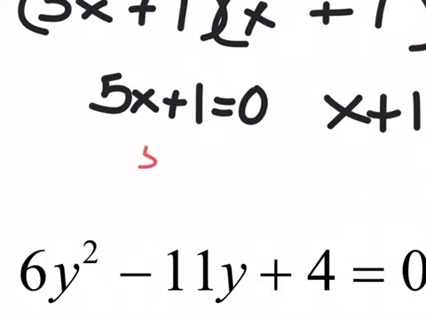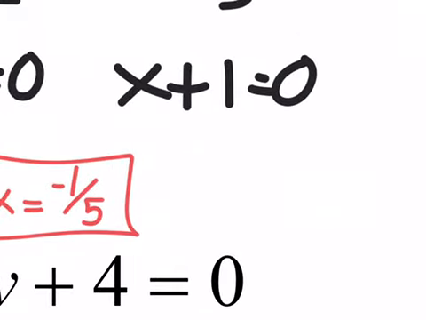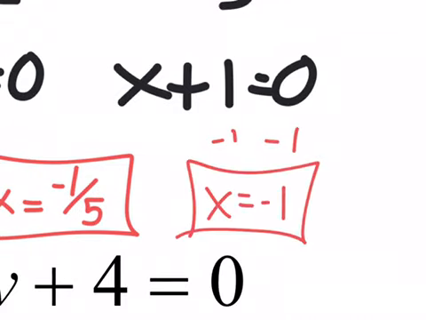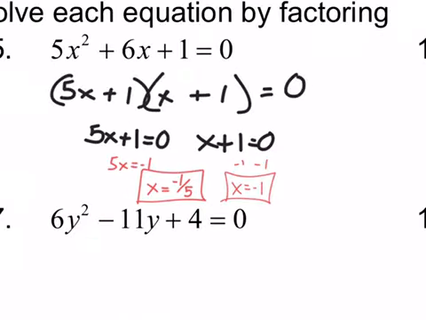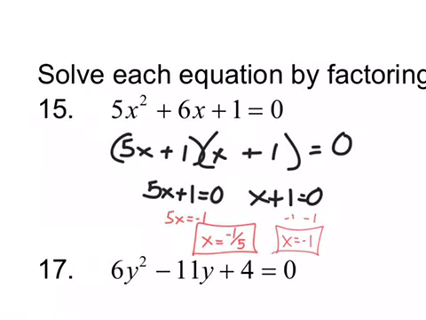So for here, I then have 5x is equal to a negative 1. So x is equal to a negative 1/5 is one answer. And then on this one here, I would subtract a 1 from both sides and get that x is equal to a negative 1. All right, so that's the process of solving. You still just factor it into its two pieces and then set both of those pieces up equal to 0 and solve for x.